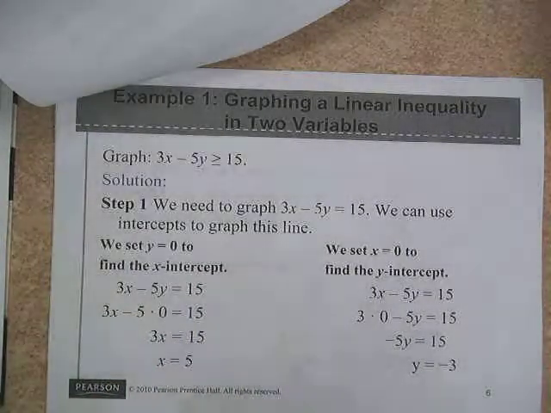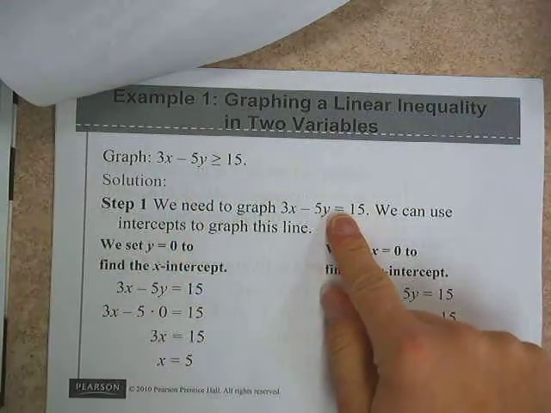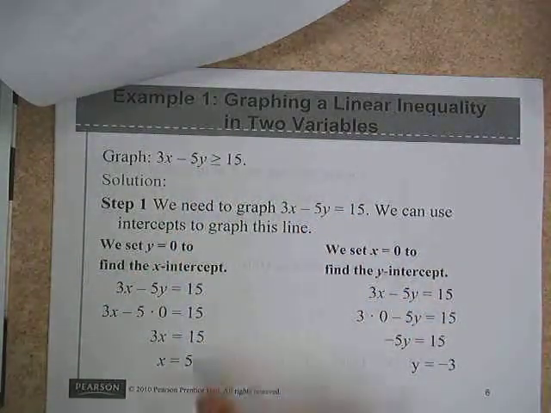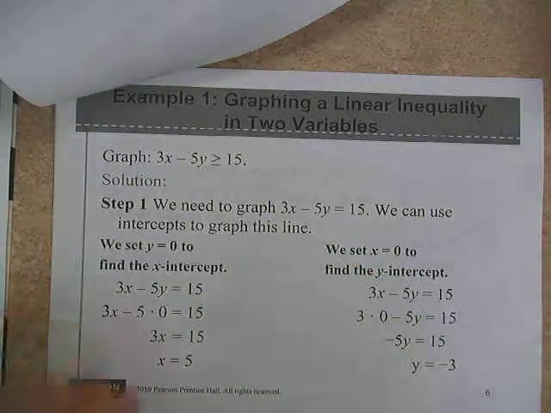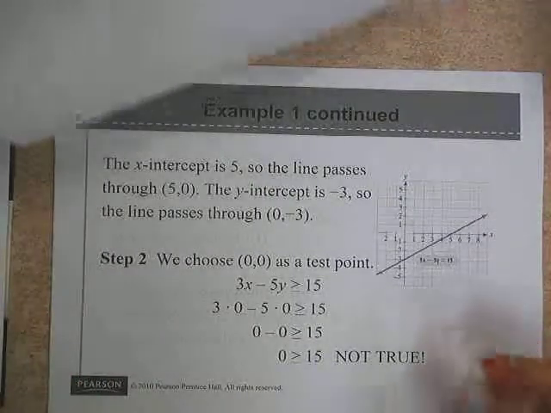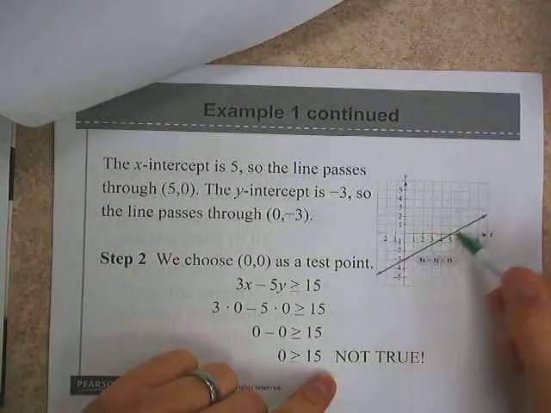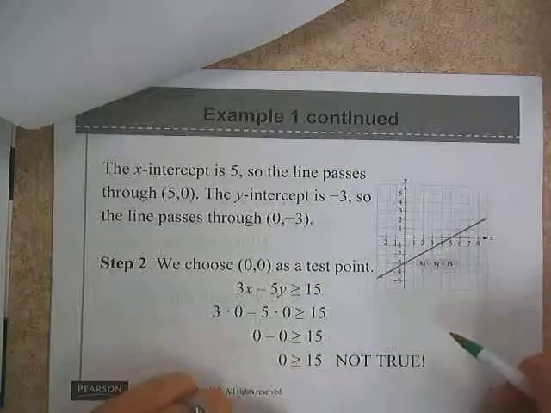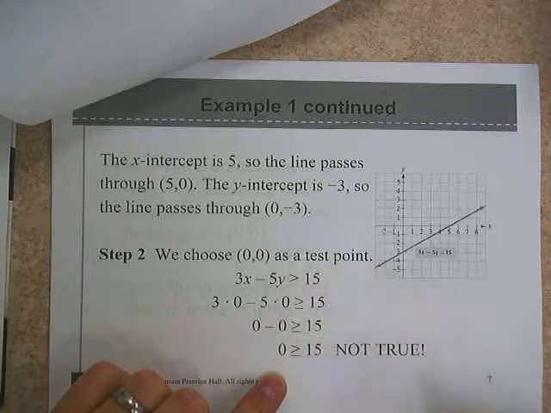We have 3x minus 5y greater than or equal to 15, and we need to graph that line. Notice that we replaced the inequality sign with an equal sign, and we want to graph this line. We'll find the x and y intercepts since it's standard form, and then we can graph those 2 points. We're going to draw the line solid because it's an or equal to. So we did that exactly.